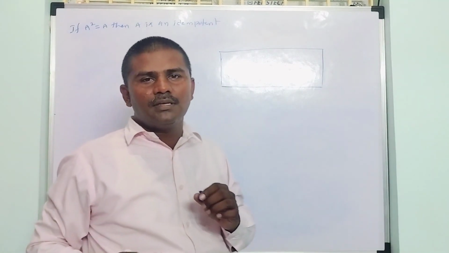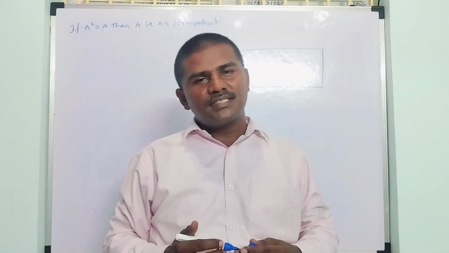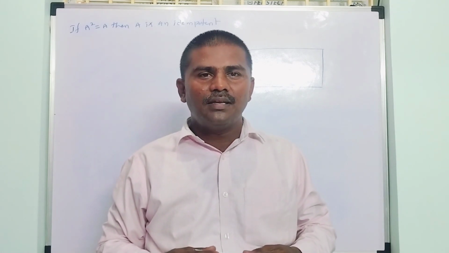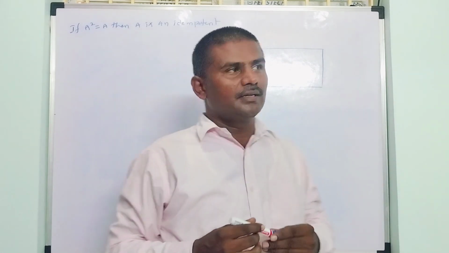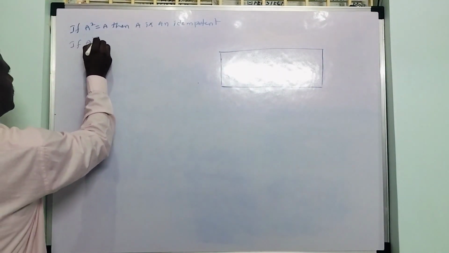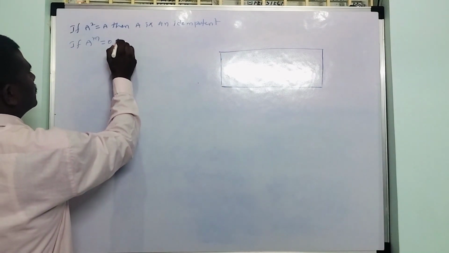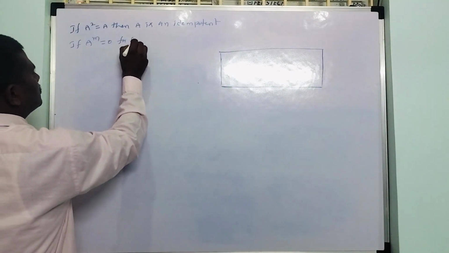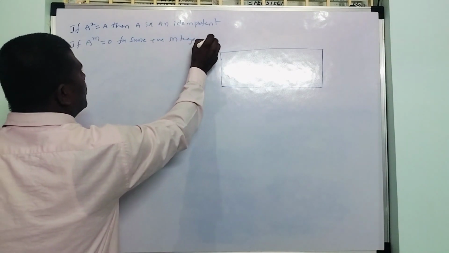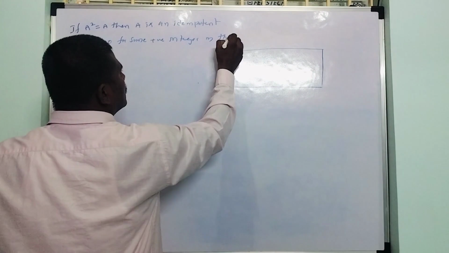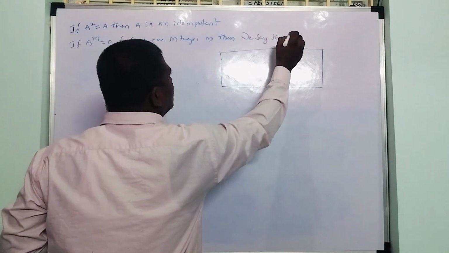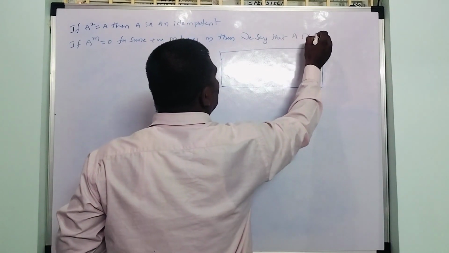If there is a positive integer m such that A power m is equal to 0, then you say that A is nilpotent. If A power m is equal to 0 for some positive integer m, then we say that A is nilpotent.